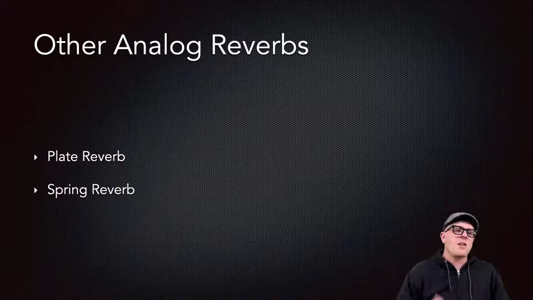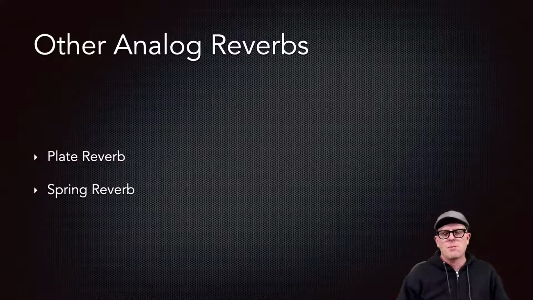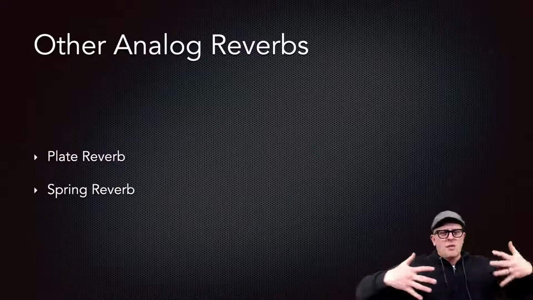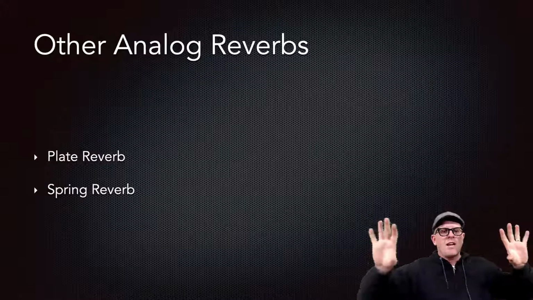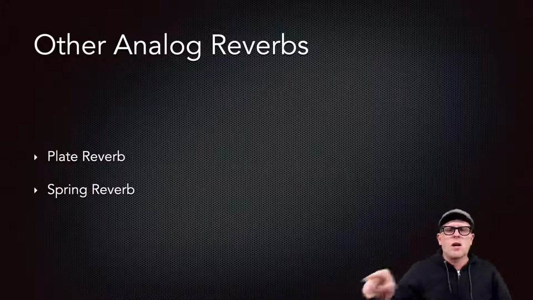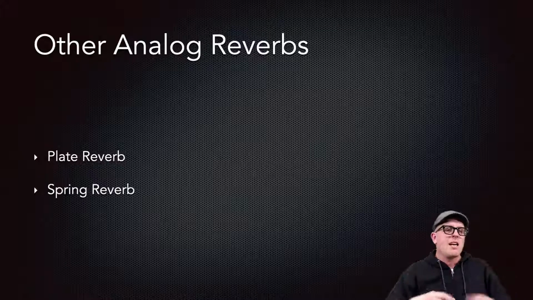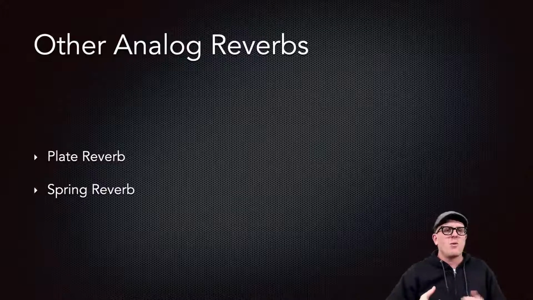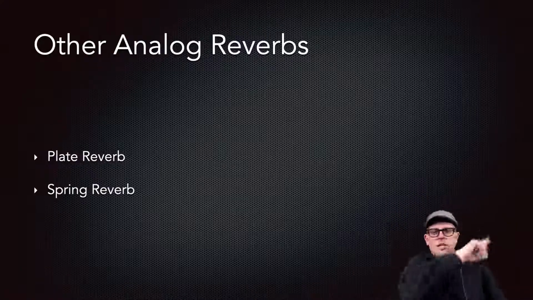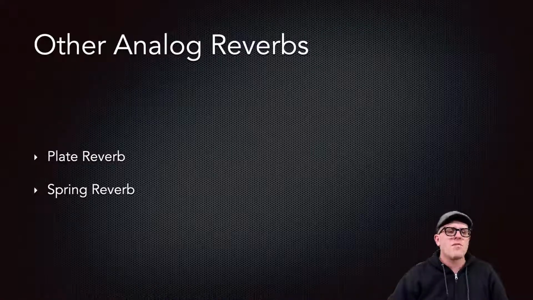So if we talk about other analog kinds of reverbs, we have plate reverbs and spring reverbs. With plate reverbs, you use a gigantic plate, you excite it with a transducer, and then the sound energy bounces around on a steel plate in a very similar fashion as sounds bouncing around in a room. And so you can actually emulate this effect very, very well.